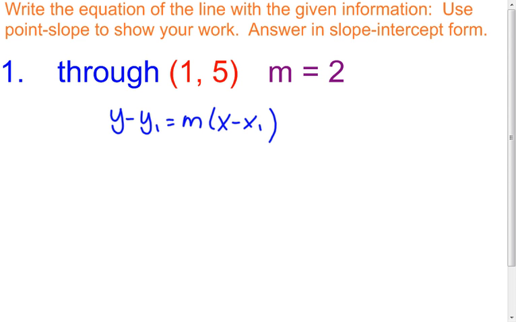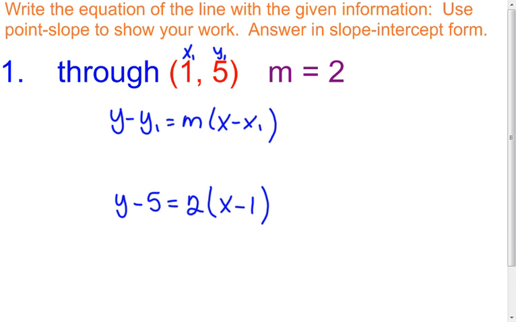Okay, it's at the top of your note sheet there. So this is x1, this is y1. This is very similar to the last lesson we did, but it's good to review. Okay, so we'll start out by plugging things in. Y minus my y1 is 5 equals my m, which we know is 2, times x minus my x1, which is 1. Again, you're never plugging anything in for y and x, only for y1 and x1.